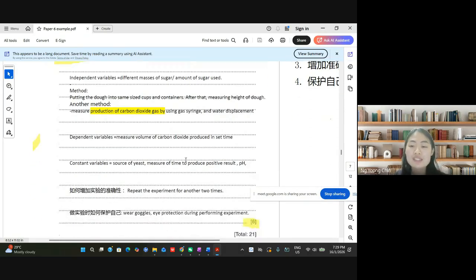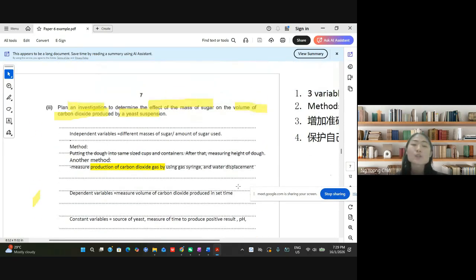Okay, and then this one, 6 marks. This also has a fixed procedure. You need to plan an investigation to determine the effect of mass of sugar on the volume of carbon dioxide produced by the yeast suspensions. From this statement, you need to identify which one is your independent variable and which one is your dependent variable.